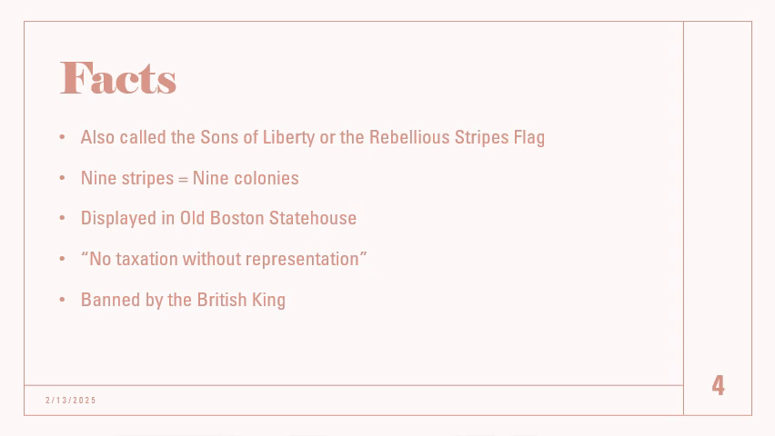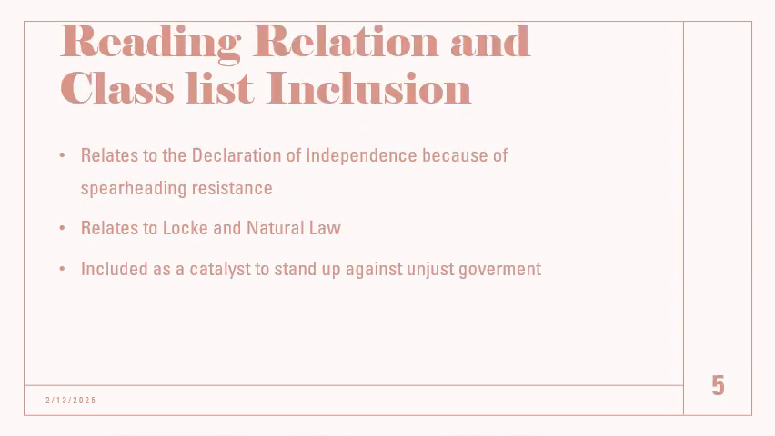The Stamp Act flag is also labeled the Sons of Liberty or the Rebellious Stripes flag. The 9 red stripes represent the 9 colonies who protested the Stamp Act. The Sons of Liberty flag, or the Stamp Act flag, remains in the old Boston State House. The famous phrase that originated out of the Stamp Act from the Sons of Liberty was "no taxation without representation." The flag was banned by the British King.